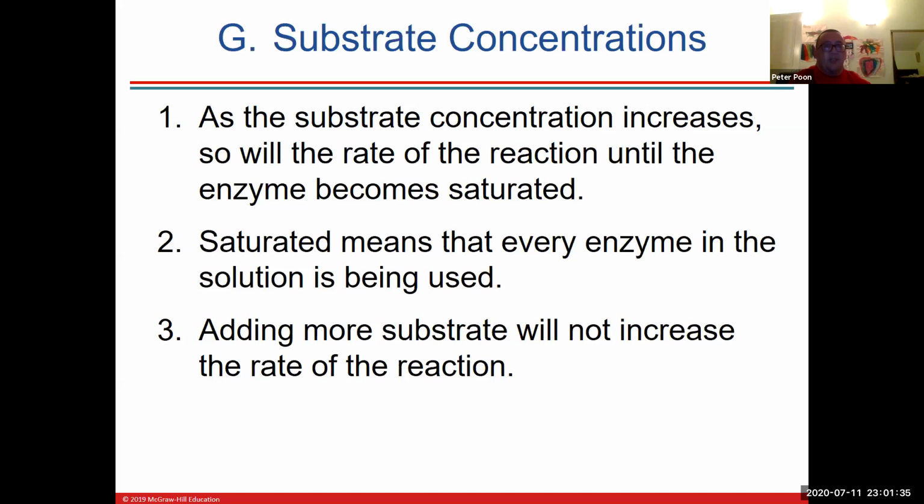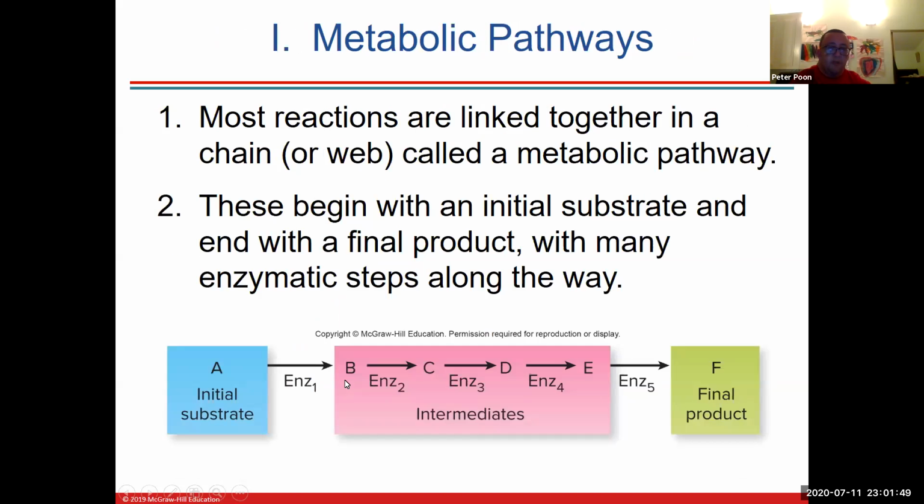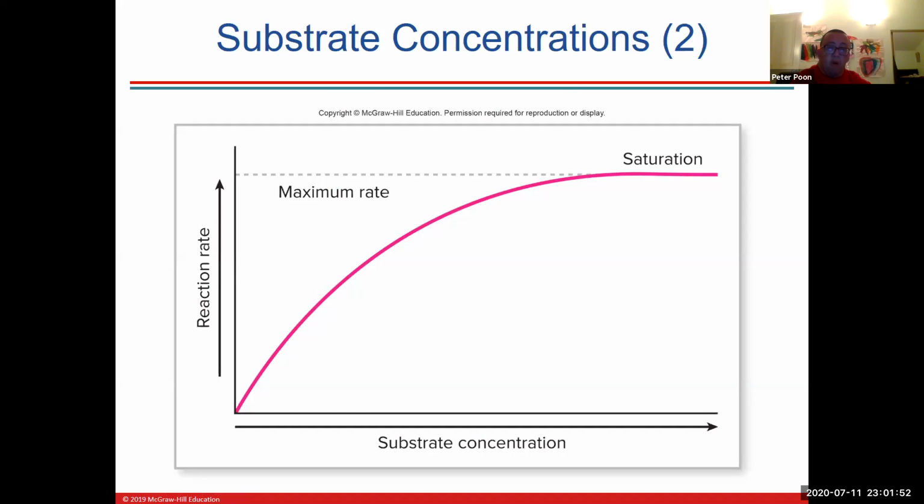As the substrate concentration increases, the rate of reaction will increase until the enzyme becomes saturated. The more substrate you add, the faster the reaction goes until it reaches saturation. By saturation, it literally means every enzyme in the solution is working as fast as it possibly can. They're running into substrates as soon as they let go of the previous one.